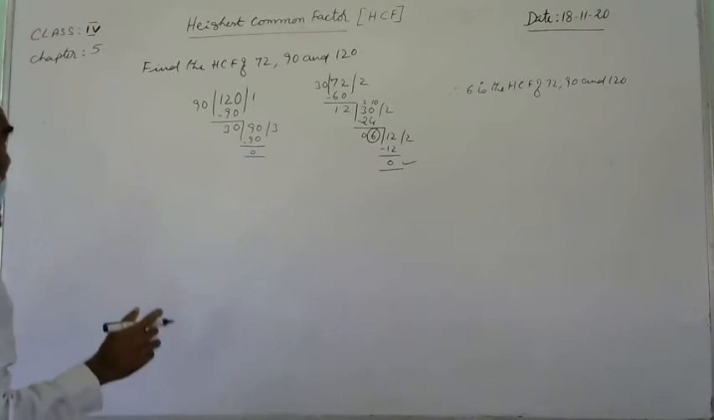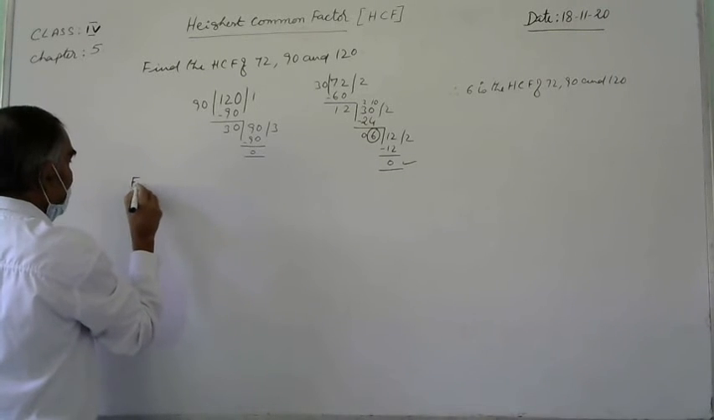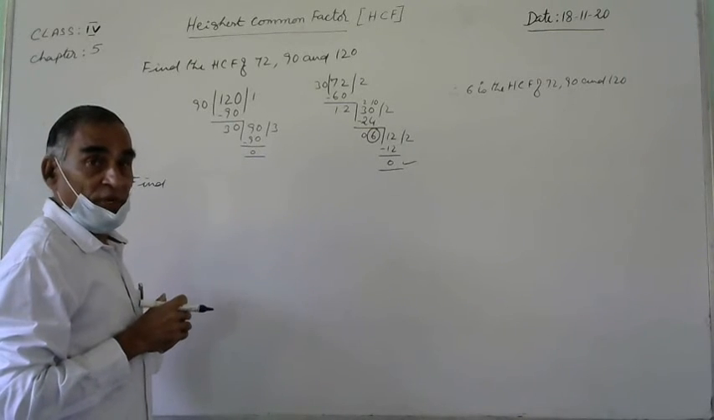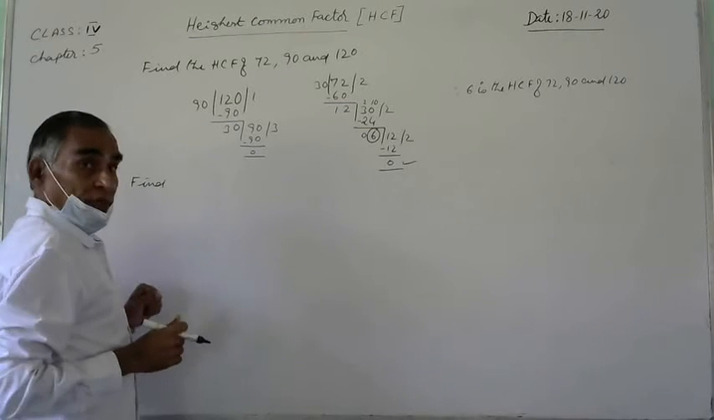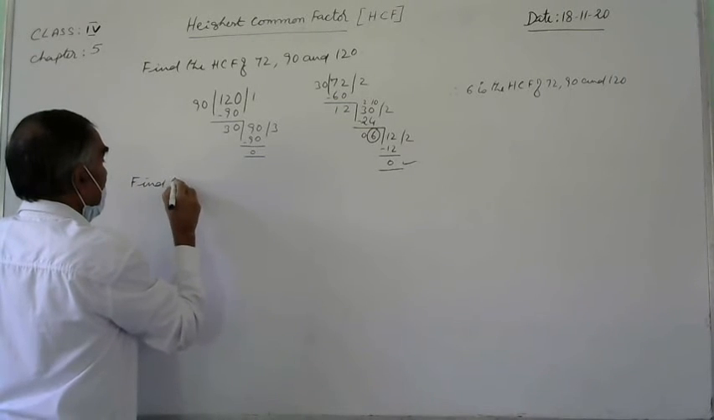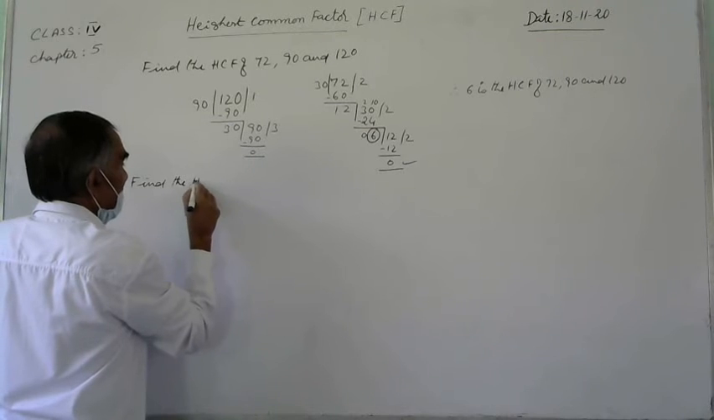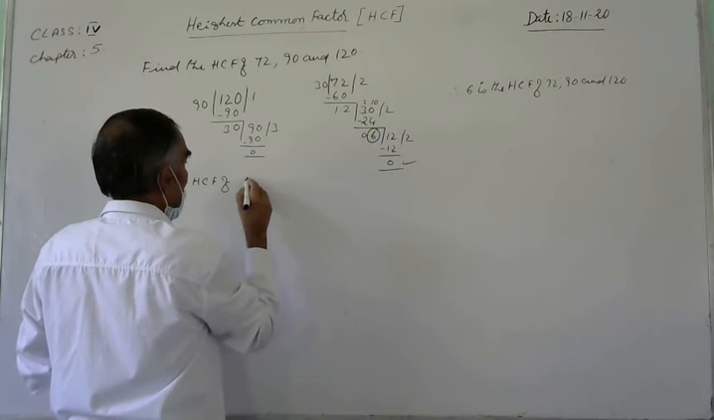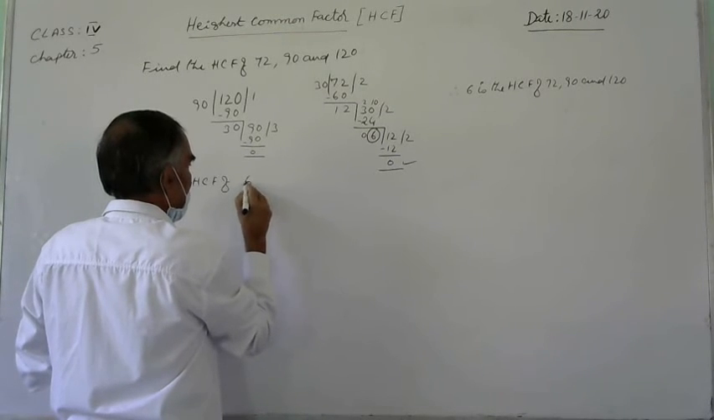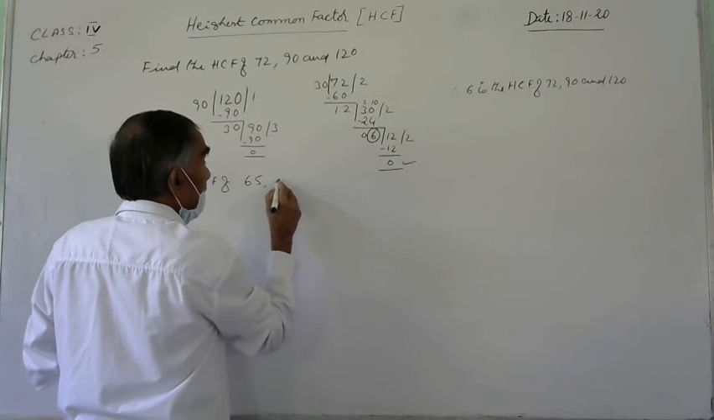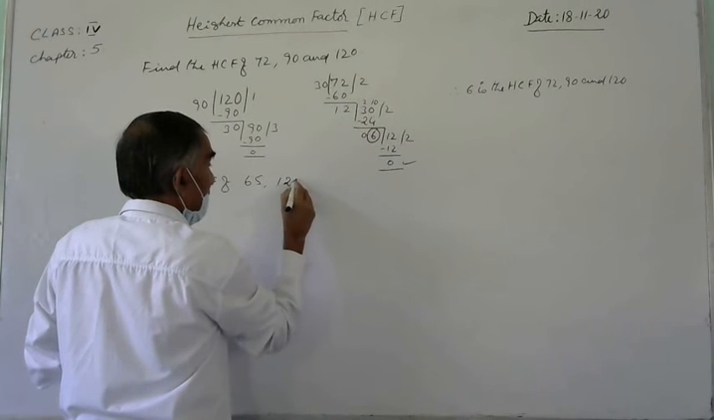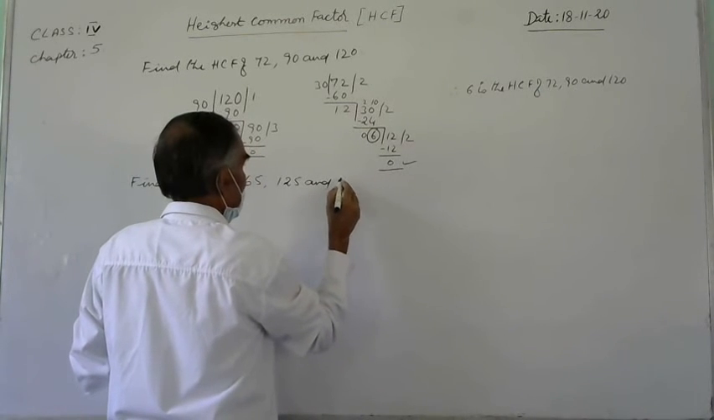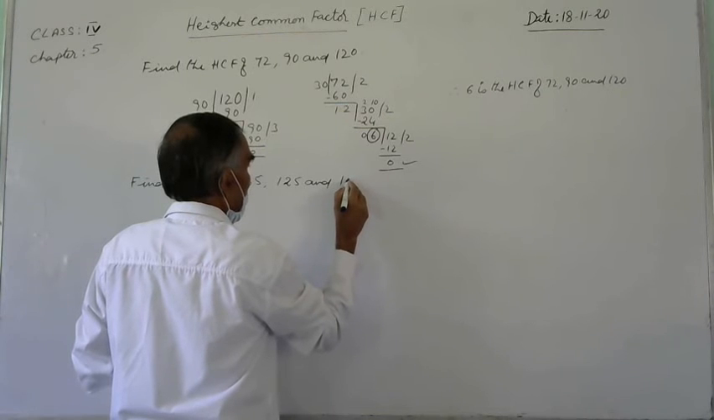Okay? Then one more example. You take the smaller two-digit numbers to practice to find this. Okay? You take one-digit numbers also, but find the HCF of 65, 125 and 130.